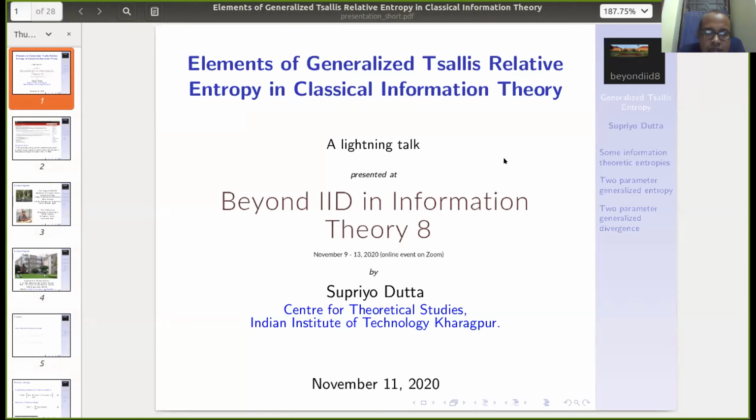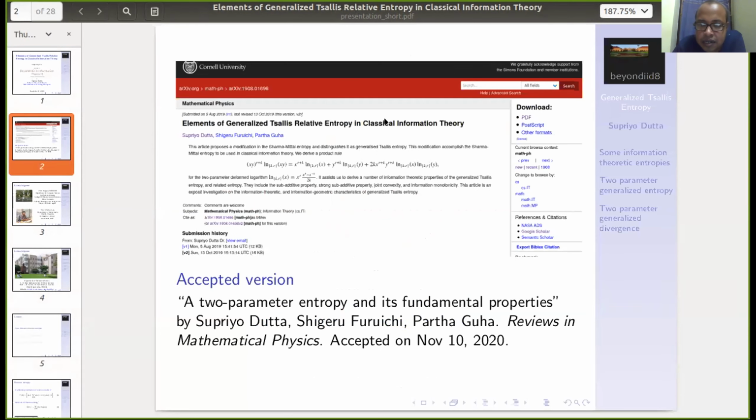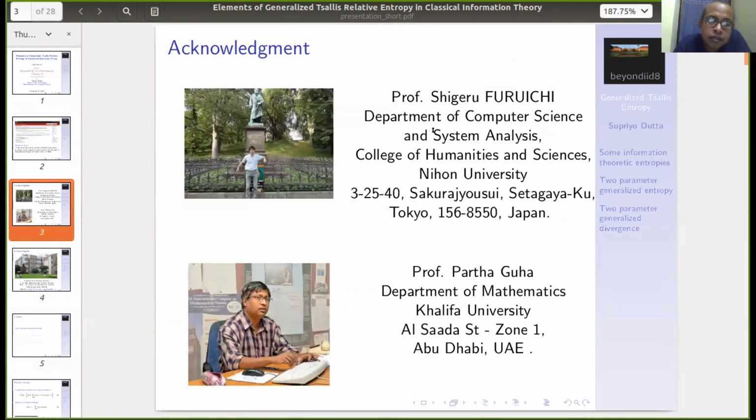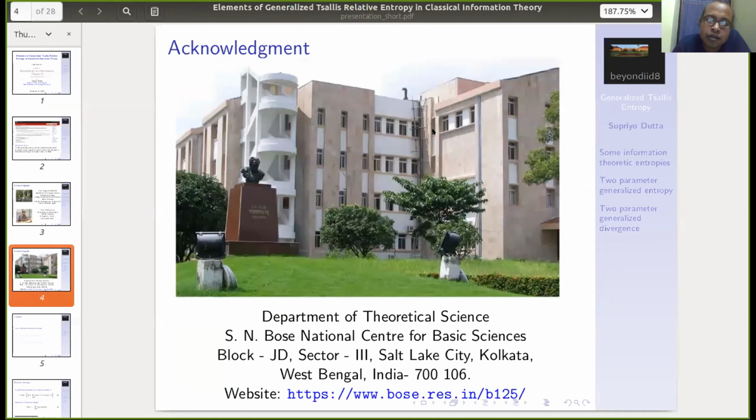Thanks to the organizers of Beyond IID in Information Theory for presenting my work, Elements of Generalized Tsallis Entropy in Classical Information Theory. This work was accepted yesterday in Reviews in Mathematical Physics, and is done with Professor Shigeru Furuichi and Professor Partha Guha. I was a postdoctoral fellow at S.N. Bose National Centre for Basic Sciences, Kolkata during this work.